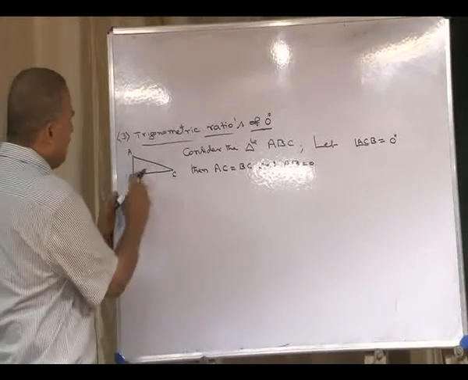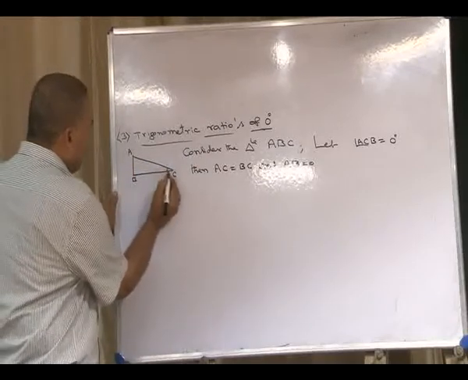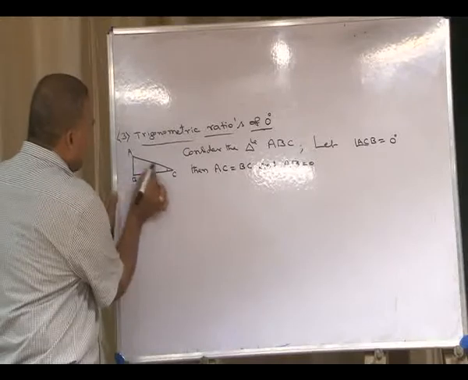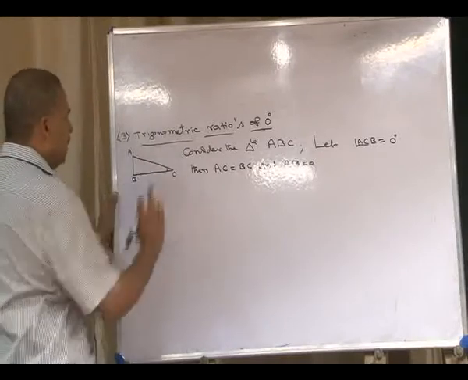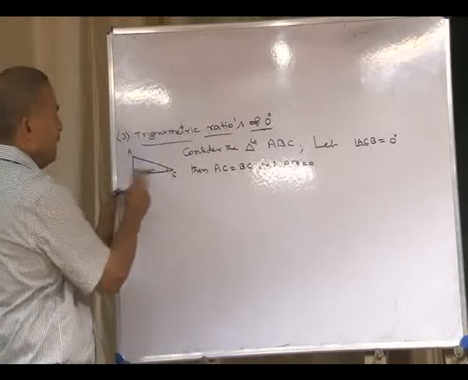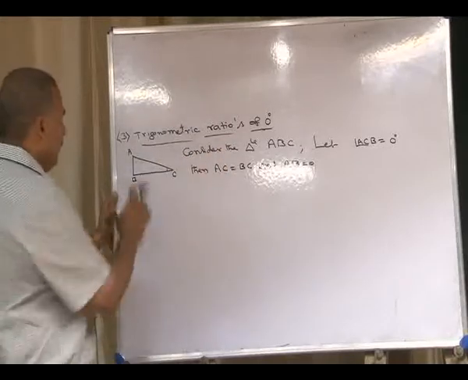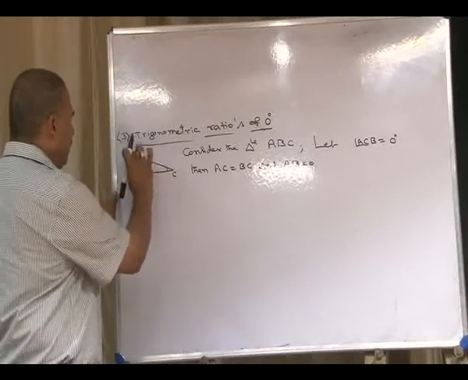Consider the triangle ABC. Let angle ACB be 0. Then AC is equal to BC. That means the line AC lies on the line BC, and then angle ACB is 0 degrees. When AC lies on the line BC, the value of AB is 0.